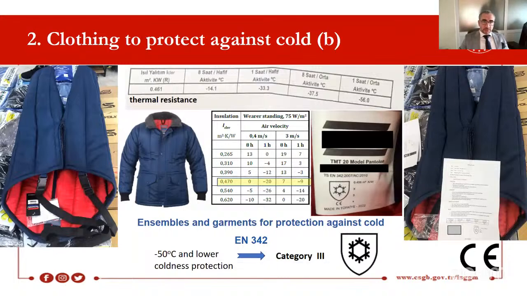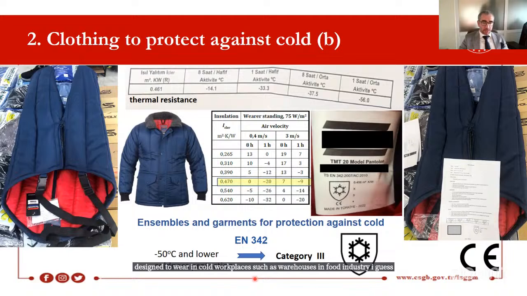There is another type of protective clothing. This time it is against cold. It was heat and flame, and now against cold. This is an example of clothing to protect against cold, as you see. These are trousers and jackets set designed to wear in cold workplaces such as warehouses in the food industry, I guess. I encountered it last summer in Istanbul during market surveillance. On the left, you see trousers and the jacket. On the right, you see the product with the instruction manual and pictogram.